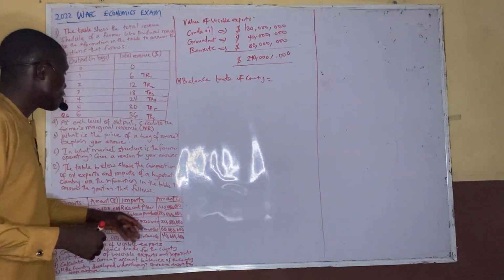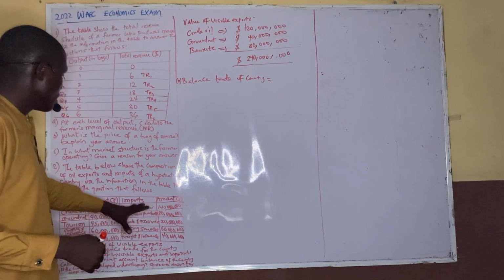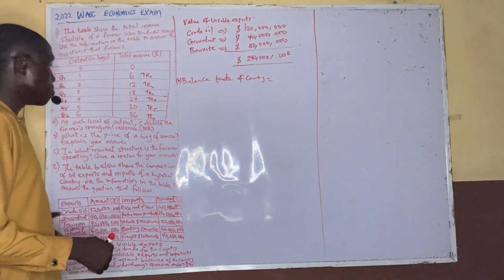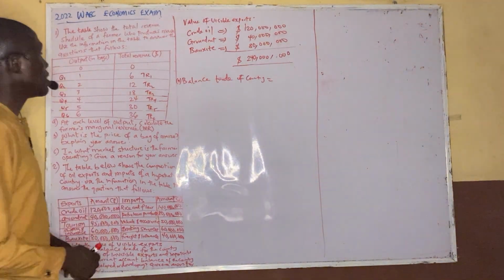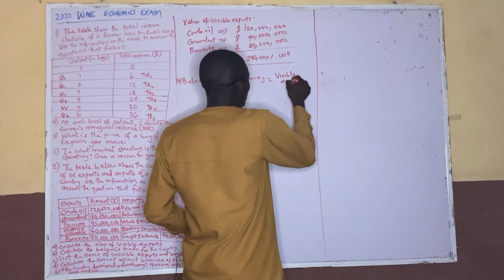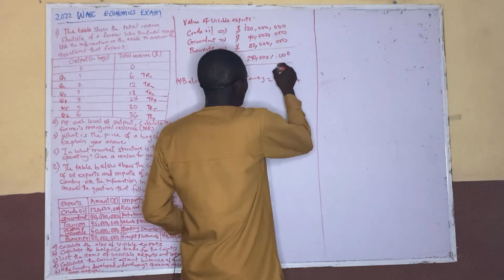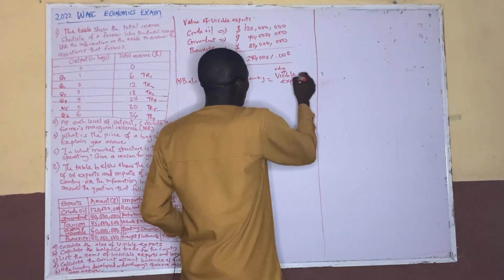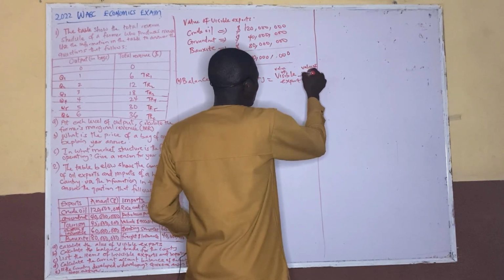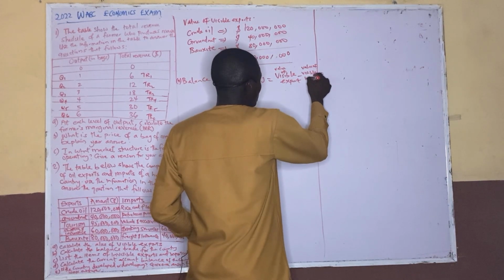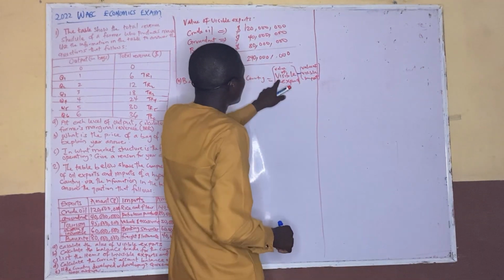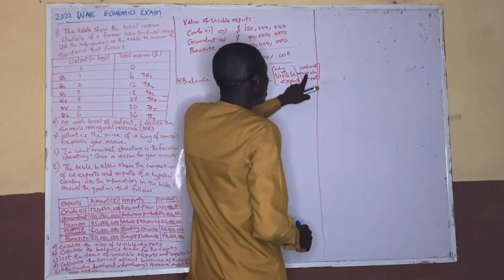By subtracting the value of the feasible imports from the value of the feasible exports. So, value of feasible exports minus value of feasible imports.